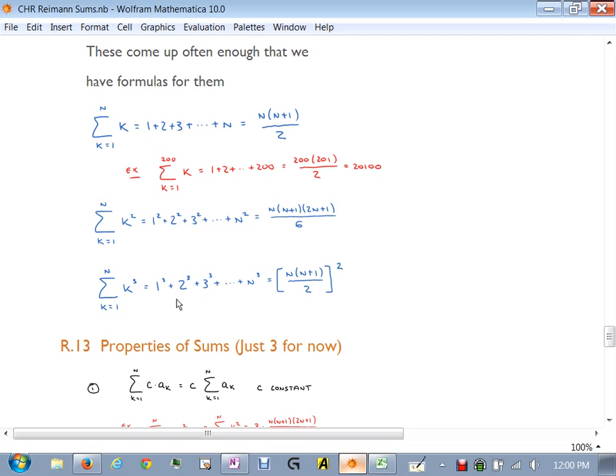All right, then this last one, the sum of the cubes. 1 cubed plus 2 cubed plus 3 cubed plus 4 cubed, all the way out to n cubed is, hey, that looks familiar, n times n plus 1 over 2, right? Squared, though. All right? So you just need to know that these exist. You need to know the formulas are there. We may need them.